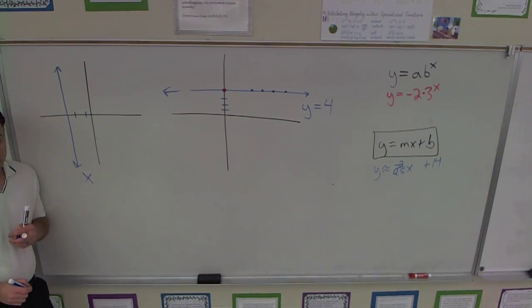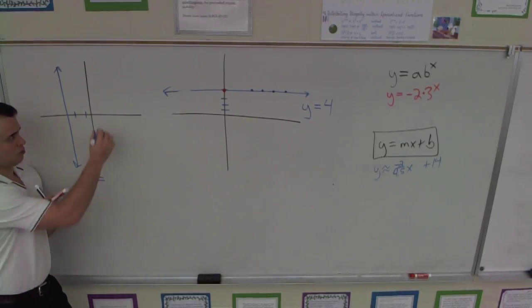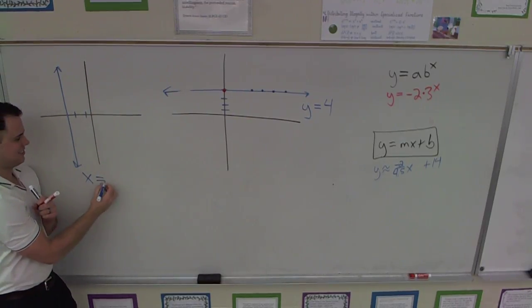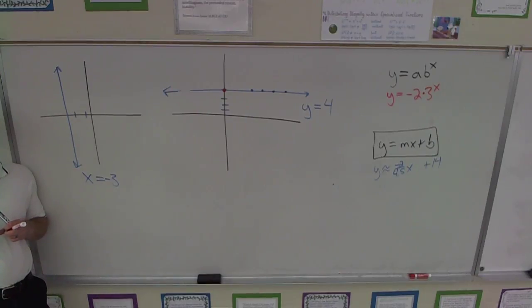So x equals isn't just a one-dimensional solution point. It's also a line. And Jason, you got to know that. If you don't know that, next year you're done. So x equals is also a vertical line. What's this specific equation? It's 3, 2 and a half over here. Oh, negative 3. X equals negative 3.